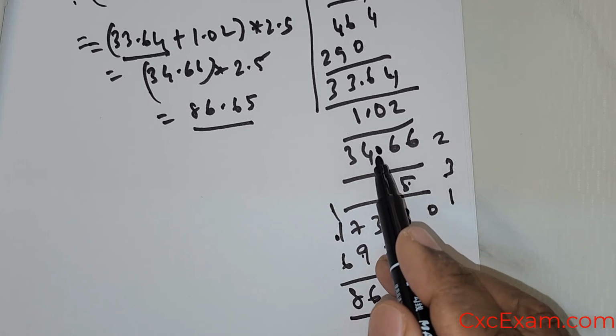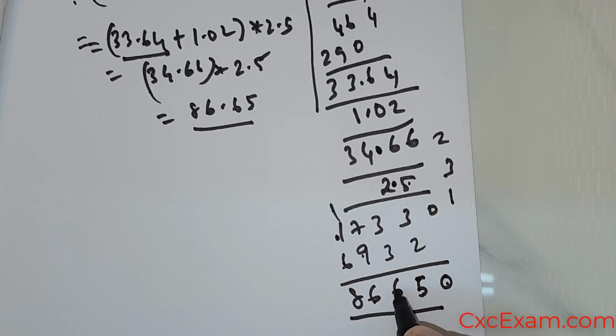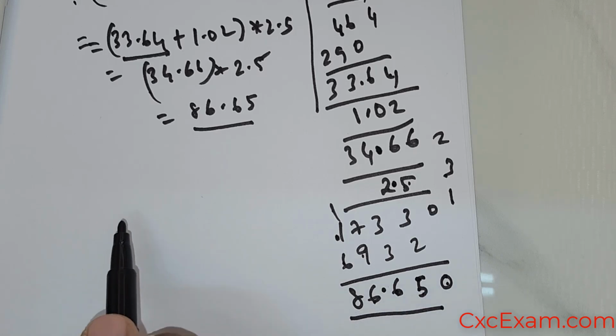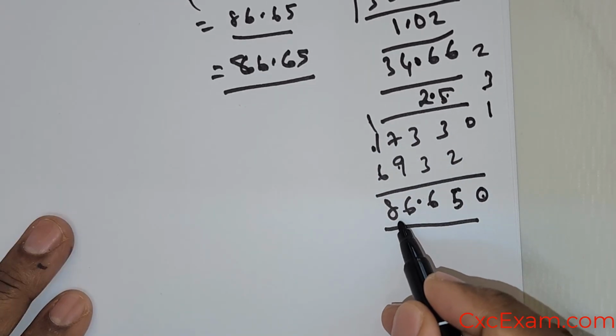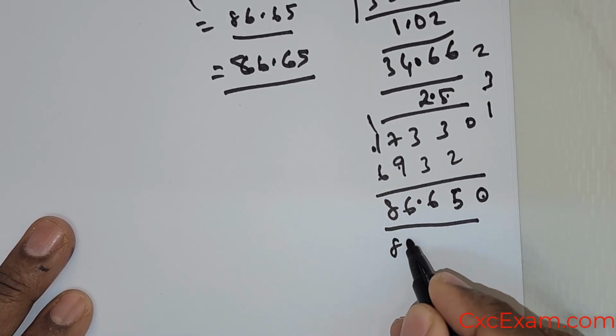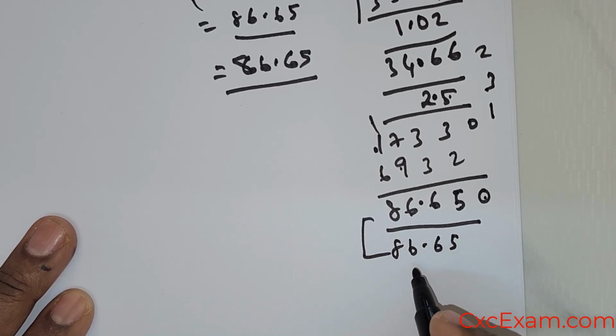Now if you remember, I've just taken it as 3466. After the decimal there are 2 digits, and after the decimal in the other there is 1 digit. So 1, 2, 3. Place a point. So what do you get? 86.65. Now you might be asking me, is this value 86.650 and 86.65, are they both equal?